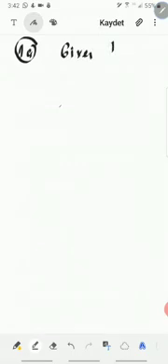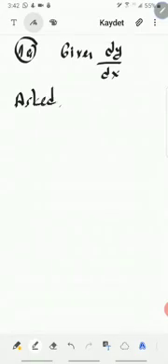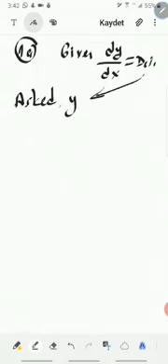Okay, let us start with the exercises. The first we are going to solve is 1a. In the question, it is given dy over dx and it is asked to find y. So the derivative of the function is given and we are going to find the original form, or we could say the antiderivative. In 1a it is given 2x dx.